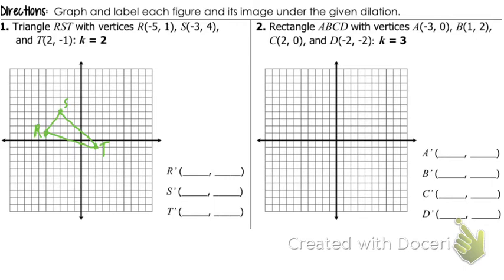We're going to take the negative 5 comma 1 for the point for R. We're going to multiply every single number by 2. So what's negative 5 times 2? Negative 10. What's 1 times 2? 2. Now, if we go and plot this point here, and let me do this in pink, actually.